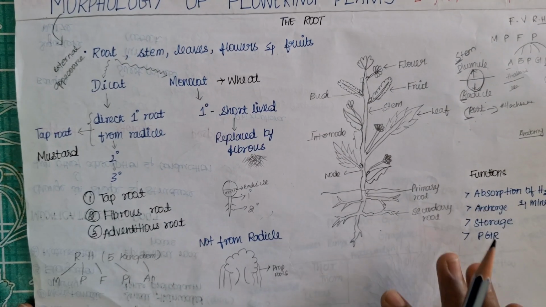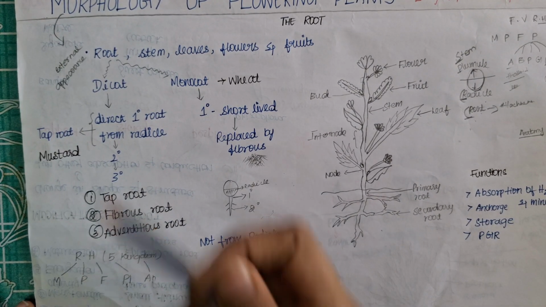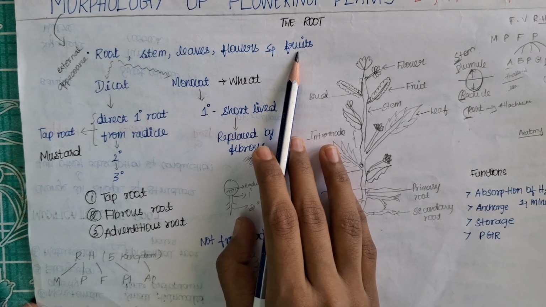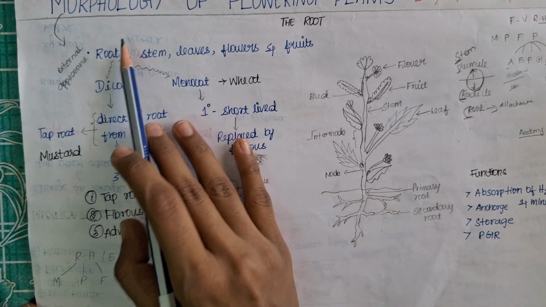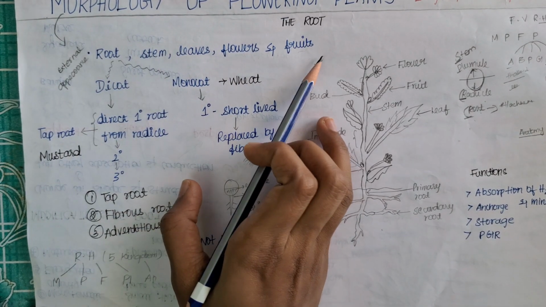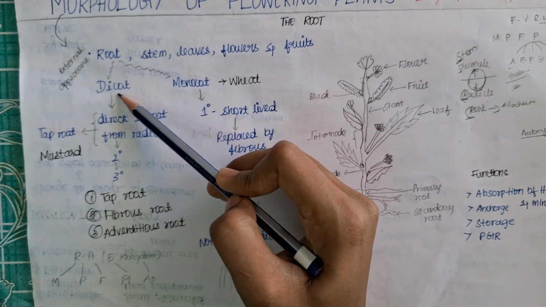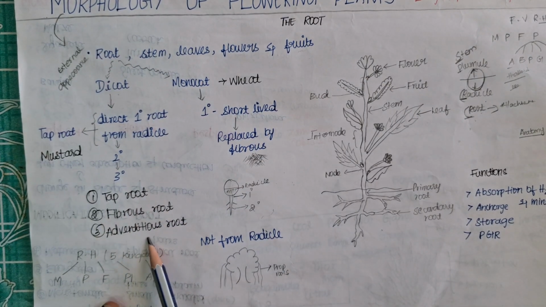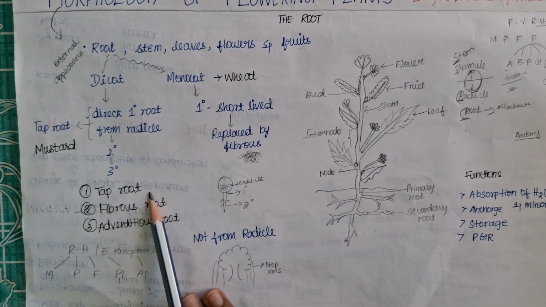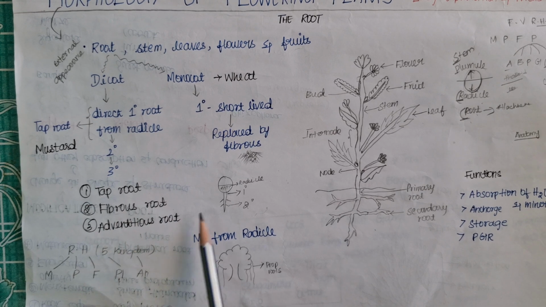Still now you are clear? If you have any doubt, let me know in the comment. So these are the external appearance of plant: root, stem, leaves, flowers and fruits. Starting with root, we have three types of root basically. What are they? Your tap root, fibrous root and adventitious root.